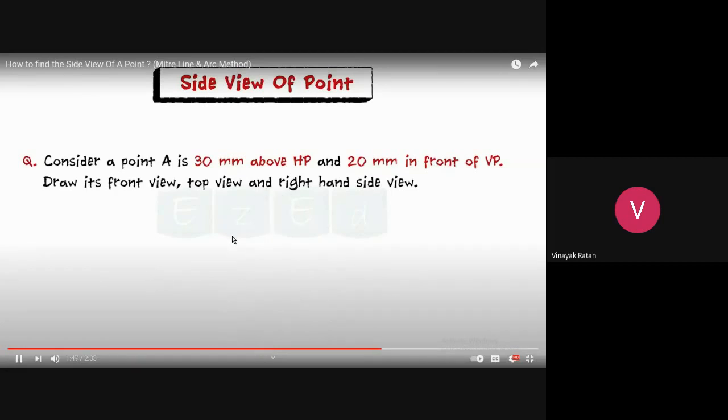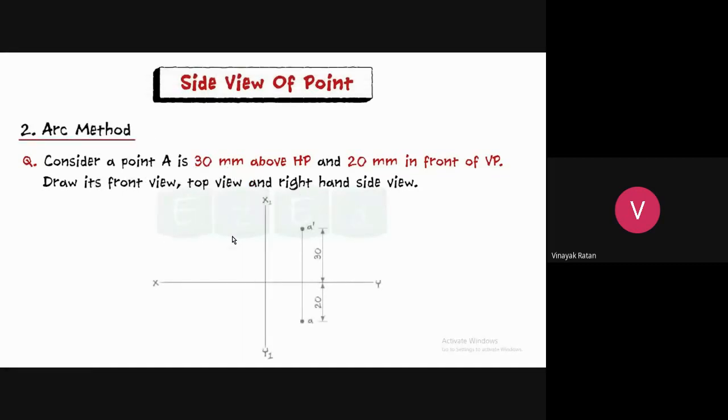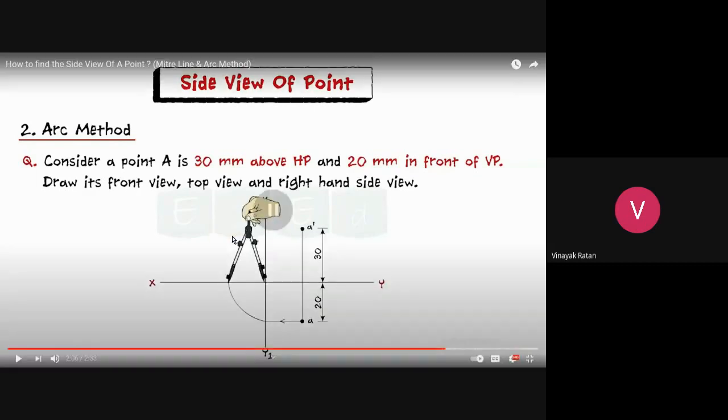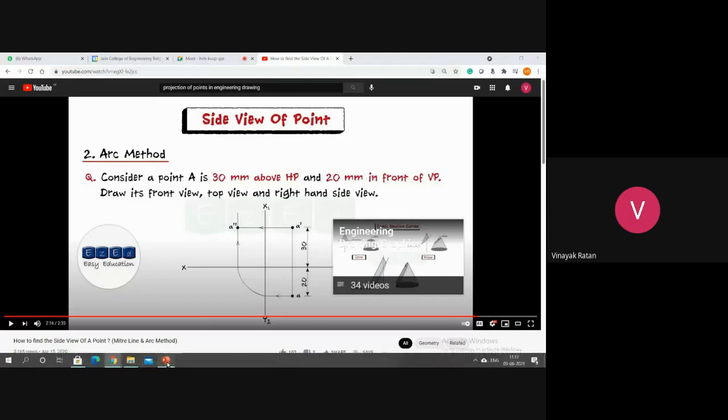The same problem he'll do using the arc method. Everything else you have to draw the same. Now he is drawing the line here up till the X1 level line. Then with this as the center and this as the radius, you'll draw an arc till the XY line, and from there you draw a vertical line. And from here you draw a horizontal line, and that will intersect. That will give you the side view using the arc method. Is it clear how to draw the side view?